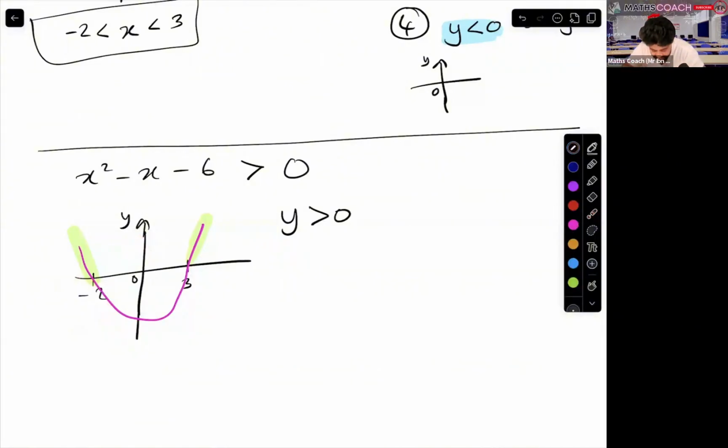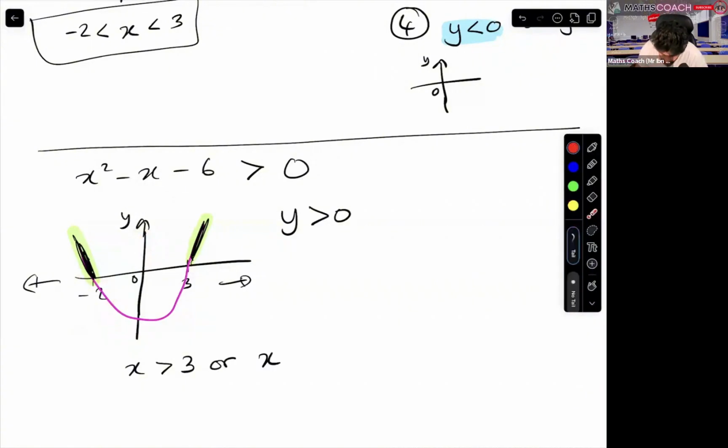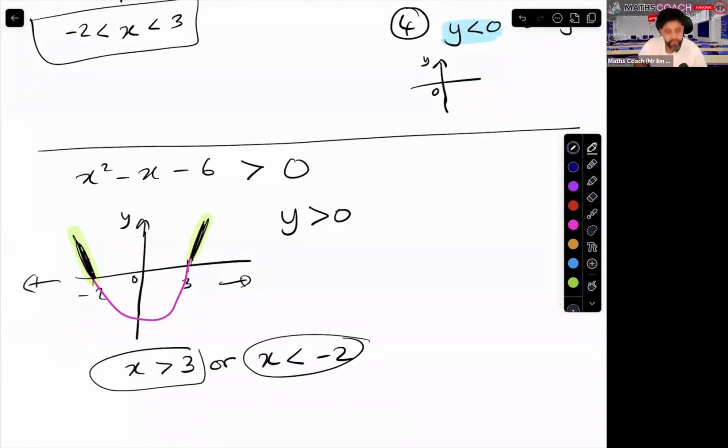So for this particular part, if it was greater than 0, the same equation, I want this part of the graph and that part of the graph, which means I want values of x which are greater than 3, or, so it's not continuous, x values less than -2. You see, I've got two different inequalities here. And that's how you do that.